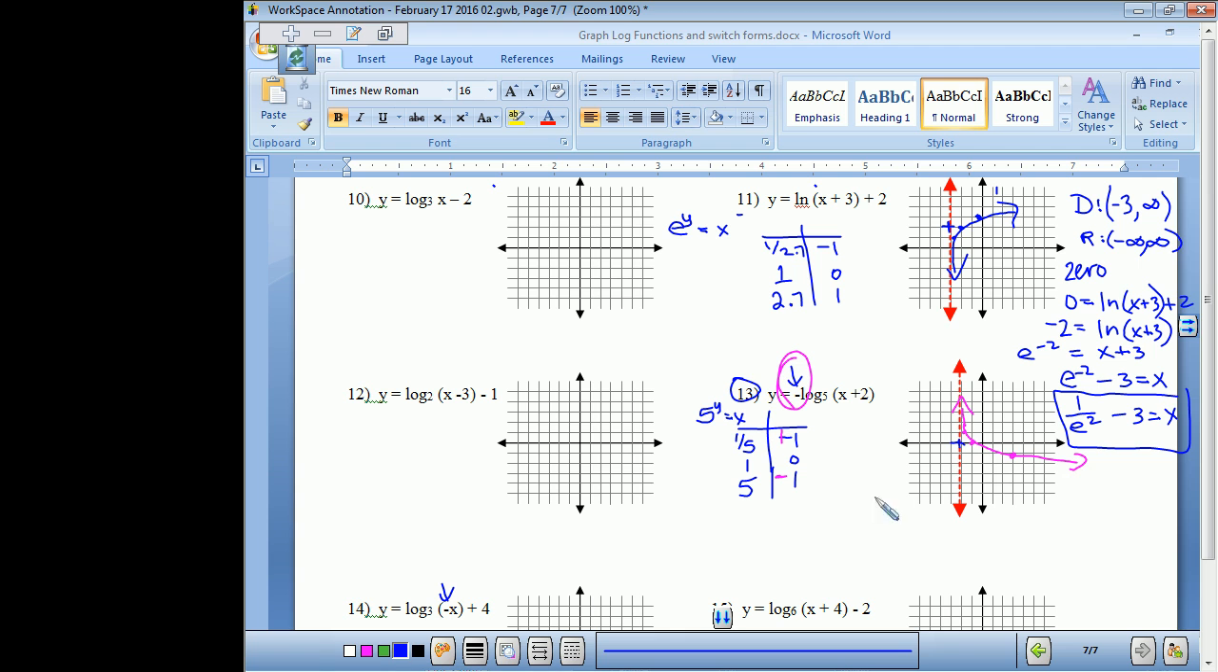Did it cross perfectly for my 0? Yes, it did. That was very nice. So my 0, I can truly see, is right here at -1. But if we solved algebraically, guess what we get? -1. What's the domain? Negative 2 to infinity? Range? Negative infinity. You got it.